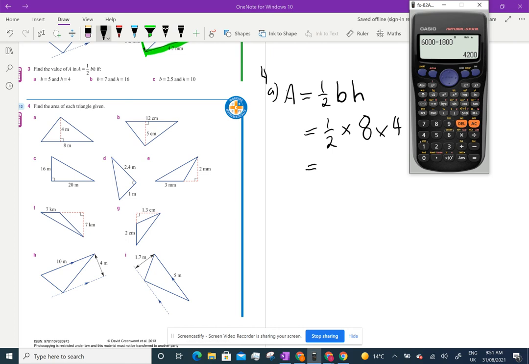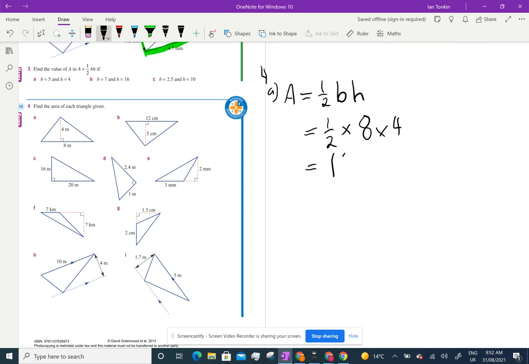I go to my calculator, and I get 16. And remember, it's area, and I'm using meters square, or square meters. I'm going to leave you to do B and C. I'm going to jump in at D, because I'm not going to do all of these.